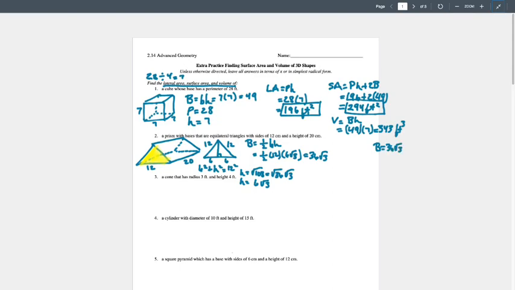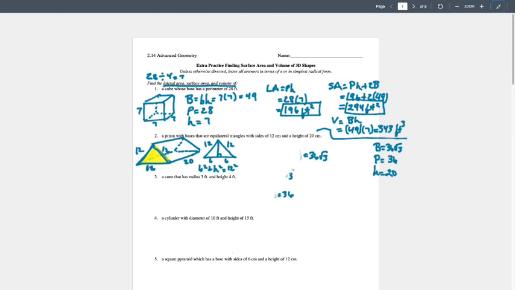All right, now I need to know the perimeter of that base. I've got 3 sides that are each 12. This is 12, this is 12, and this is 12. So to get my perimeter, I'm going to do 12 times 3, which is 36. So 36 is my perimeter. And the height of that prism is 20, is what they told me. I'm going to erase some of the stuff in the middle just to give myself some more room. Hopefully you can rewind this if you need to see what that is.